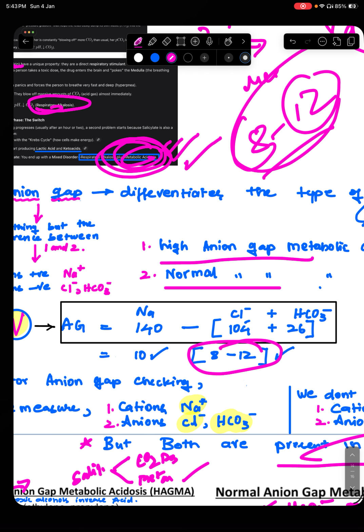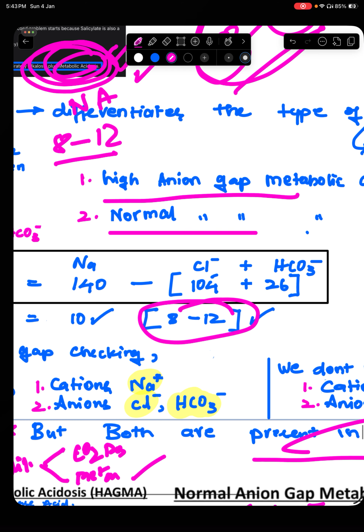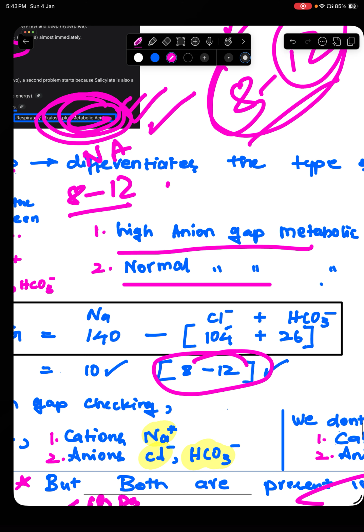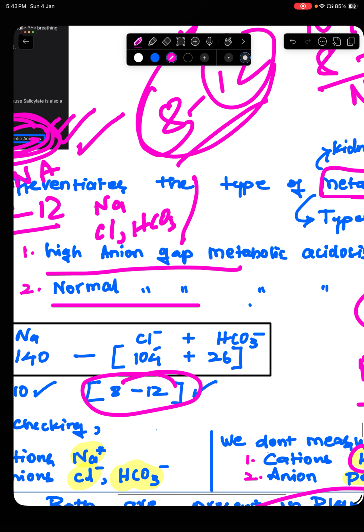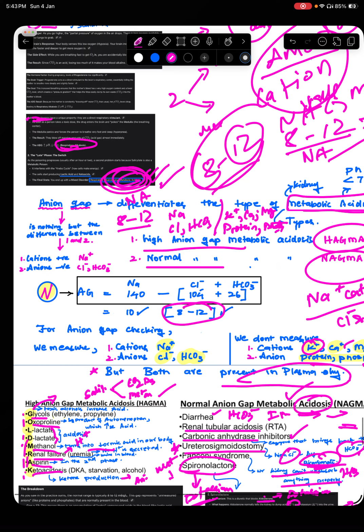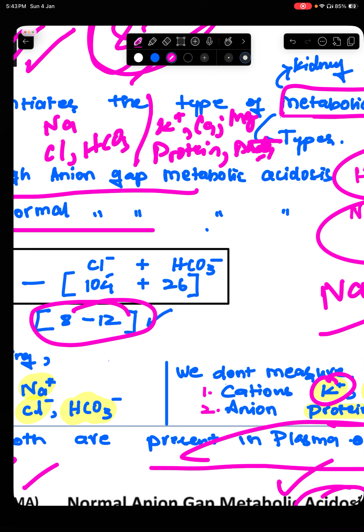Again another quick revision for anion gap, guys. What is the normal value? It is 8 to 12. 8 to 12 is normal anion gap metabolic acidosis. More than 12, it is high anion gap metabolic acidosis. Here what we check is, for cation we only check sodium, for anion we check chlorine and HCO3 minus. What we do not consider is potassium, calcium, and magnesium. And in anions, what we don't check is proteins and phosphates.